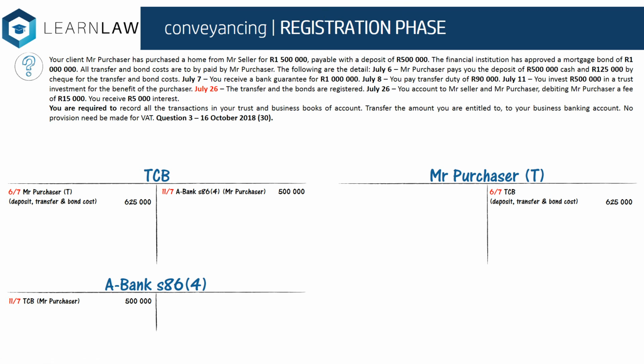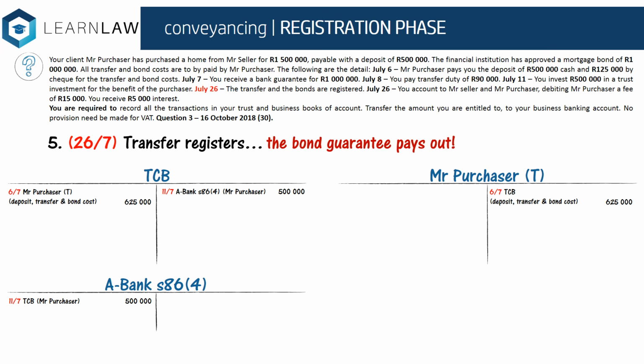On 26 July, the transfer registers, which means that the bond guarantee you received on the 7th of July will be paid into the firm's trust account. In many instances, the question will not inform you that the bond guarantee was received because you are expected to know what happens on the date of registration.